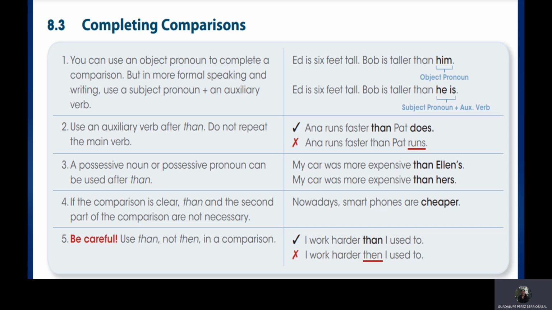And also, it's really important to pay attention to the use of than. We can say than to compare two things, but we can't use then in a comparison. For example, I work harder than I used to. Trabajo más duro de lo que solía. But we can't say I work harder then I used to. It's not correct. We have to use than in comparison.